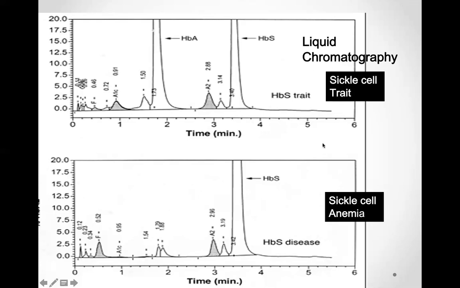This is in sickle cell trait and this is in sickle cell anemia. Take note that in sickle cell anemia, you see very minimal hemoglobin A, whereas in sickle cell trait, as I have mentioned, almost 60 to 80% of the cells are made up of adult hemoglobin, and around 20 to 40% are made up of hemoglobin S, in contrast with sickle cell anemia, where you see very minimal hemoglobin A and mostly hemoglobin S.